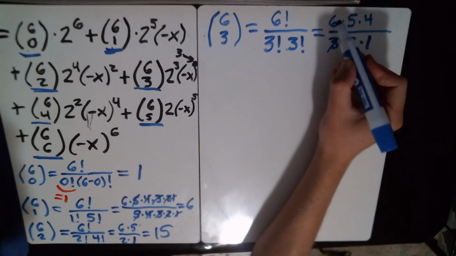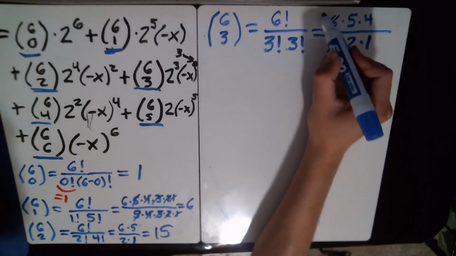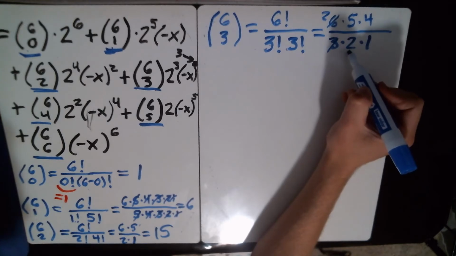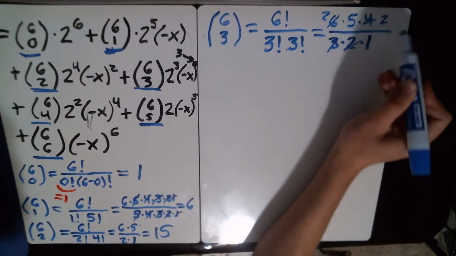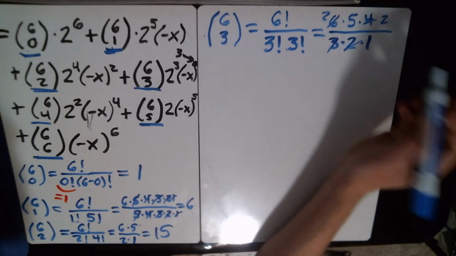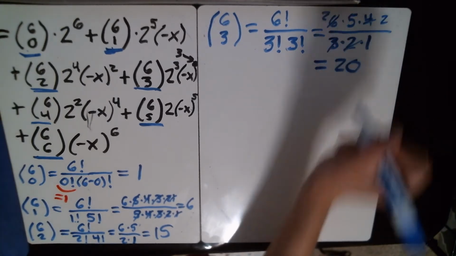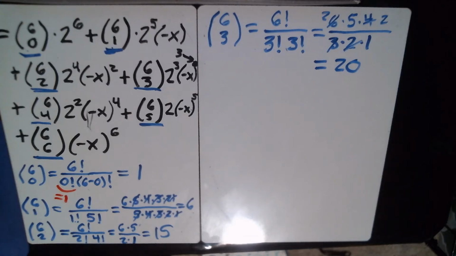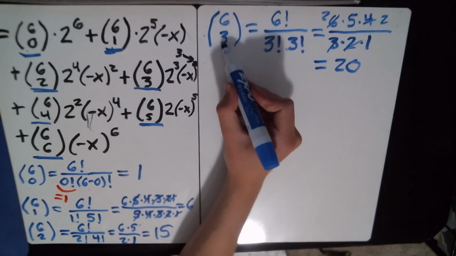The 3, we could cancel that out with that 6 to give me 2. Cancel out this 2 up there with that 4 to give me 2. So 2 times 2 is 4 times 5 is 20. And now, essentially, we're done because we made it halfway there.